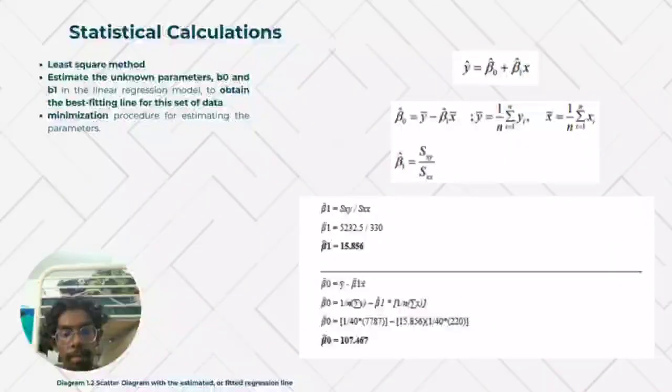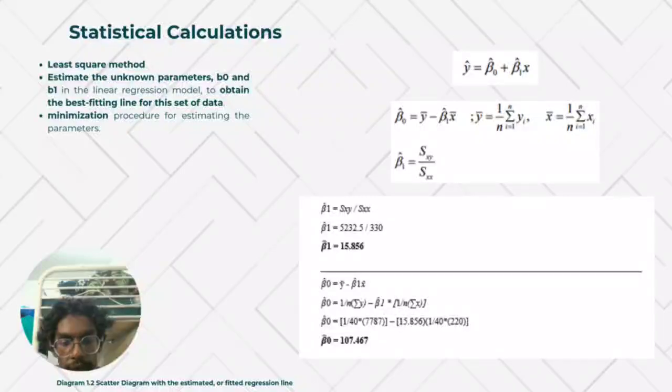Now we have to obtain the best fitting line for this set of data. For this, we are using the least square method to estimate the unknown parameters beta null and beta 1 in the linear regression model. This least square method is a minimization procedure for estimating the parameters. As you can see, this is the formula of the least square method.